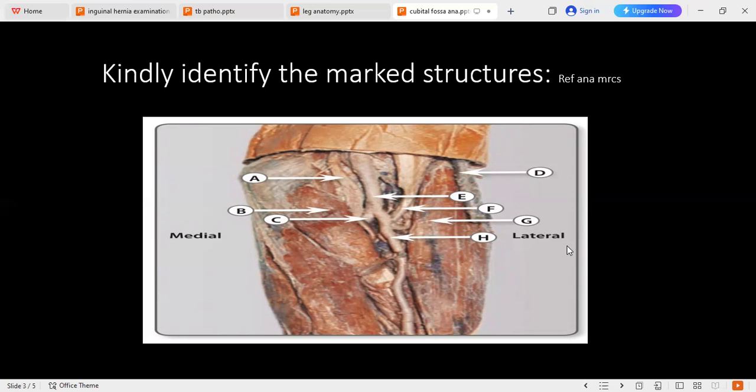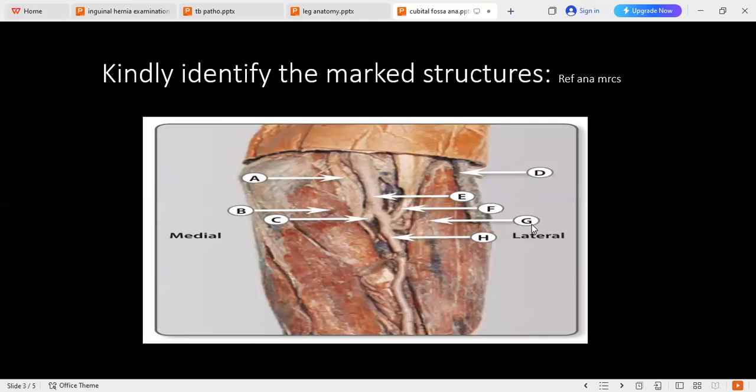If you would be able to kindly identify the structures from A to H. Okay, ma'am. A is the median nerve, B is the pronator teres, C is the ulnar artery, E is the brachial artery, F is the biceps tendon, D is the cephalic vein.